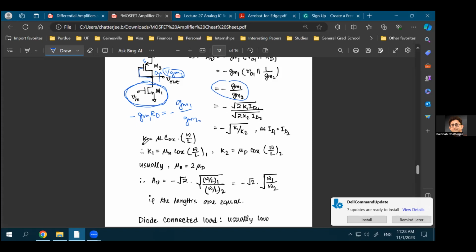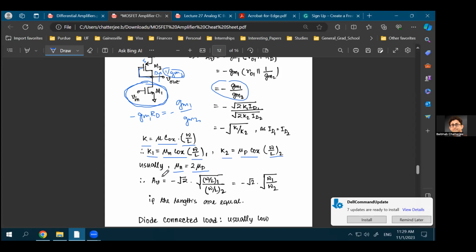Now remember that K is equal to mu times Cox times W over L. So K1 is mu n times Cox times W over L1. K2 is mu p times Cox times W over L2. Because M2 is a PMOS transistor, M1 is an NMOS transistor. Now, usually mu n is equal to 2 times mu p. The mobility of an NMOS transistor is usually 2 times higher than the mobility of a PMOS transistor. And that is just because electrons are faster than holes.